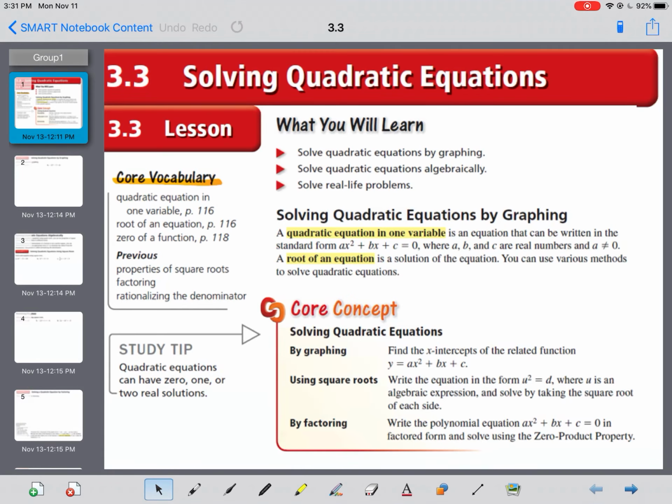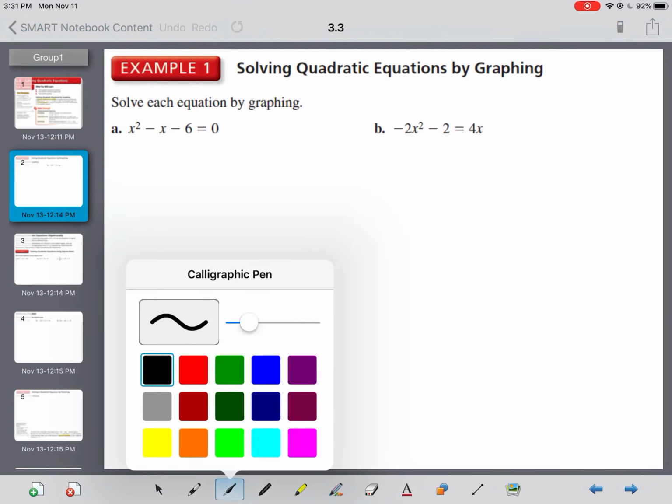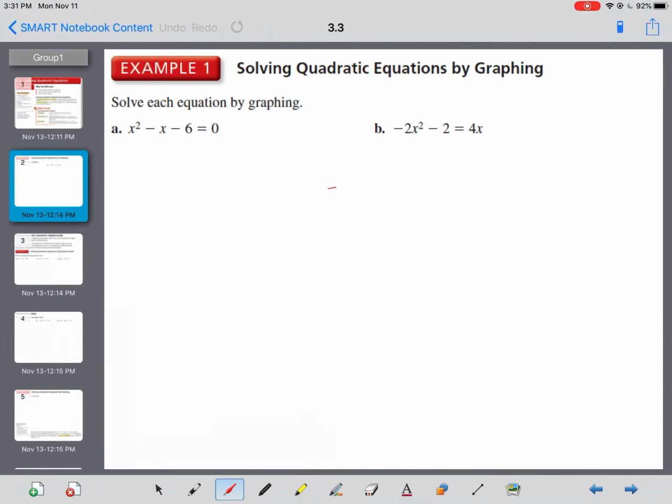So let's get started. Solve each equation by graphing. To solve by graphing, step 1, put it equal to 0. Okay, make a little line through it so you know it's a 0. It needs to be equal to 0. So if we look here, got a little equal to 0. So that one is ready to go.